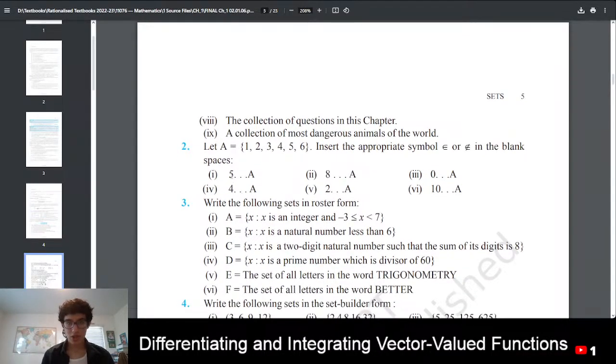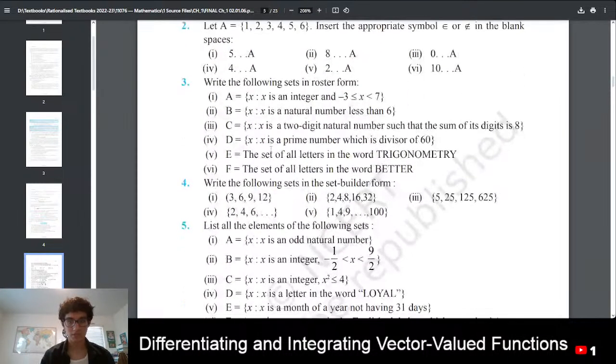Okay, now we're just checking to see if, okay, so does 5 belong to the set A? Yes, it does. So we put this one. 8 does not, so we'd use this one. 0 does not, so we'd use this one again. 4 does belong, 2 does belong, and 10 does not belong. So just based on whether 5, 8, 0 belong to the set A, you either use the epsilon or the epsilon with a slash.